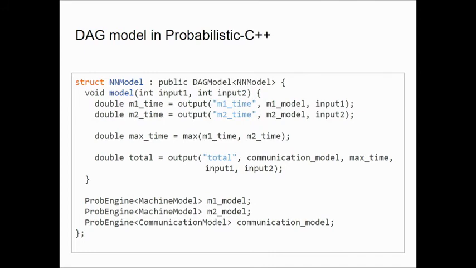Then I look at the max time, which is the max between these 2 inputs. So the max between M1 time and M2 time goes here. And finally, I look at the total time. And so every time you can see, here I was asking the model of machine 1, here I was asking the model of machine 2, and now I'm asking the communication model what it thinks about the output.